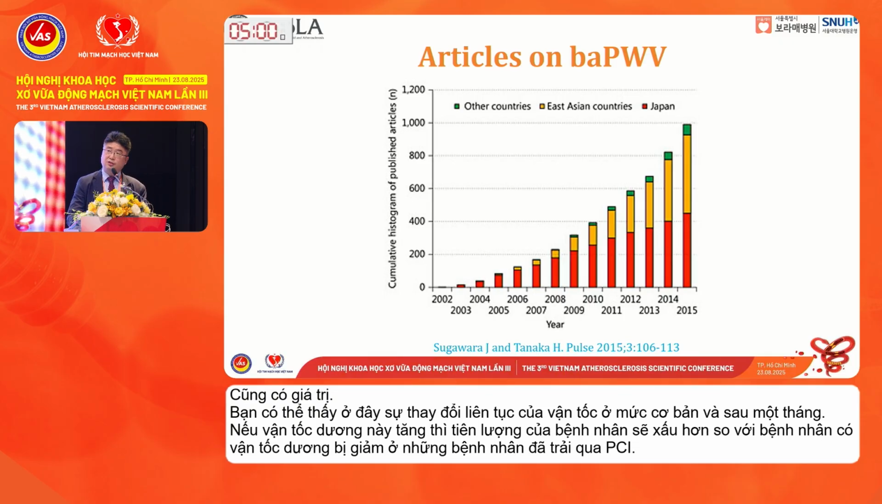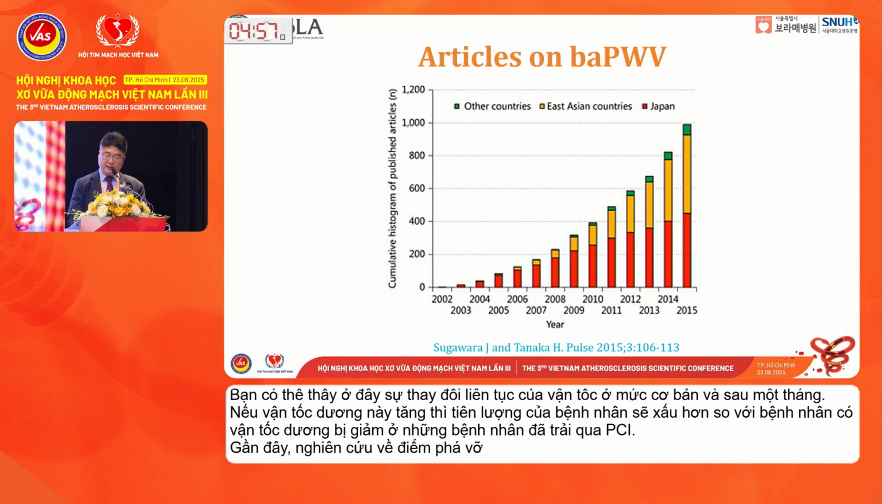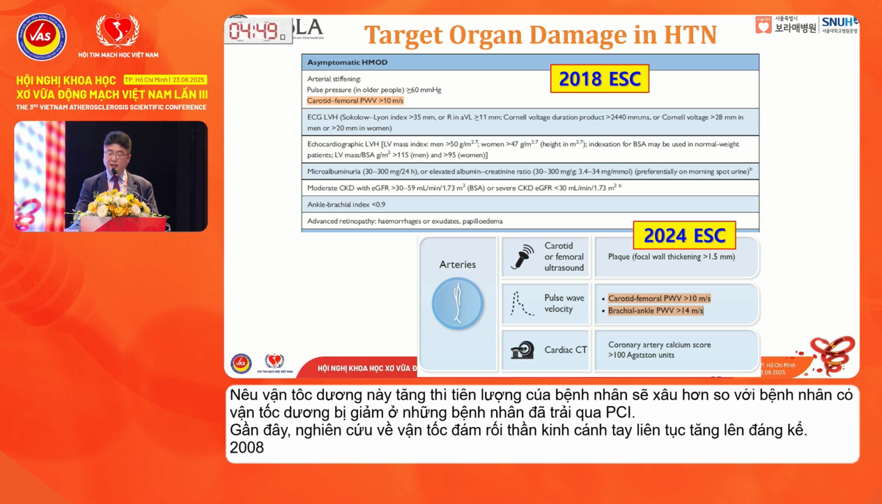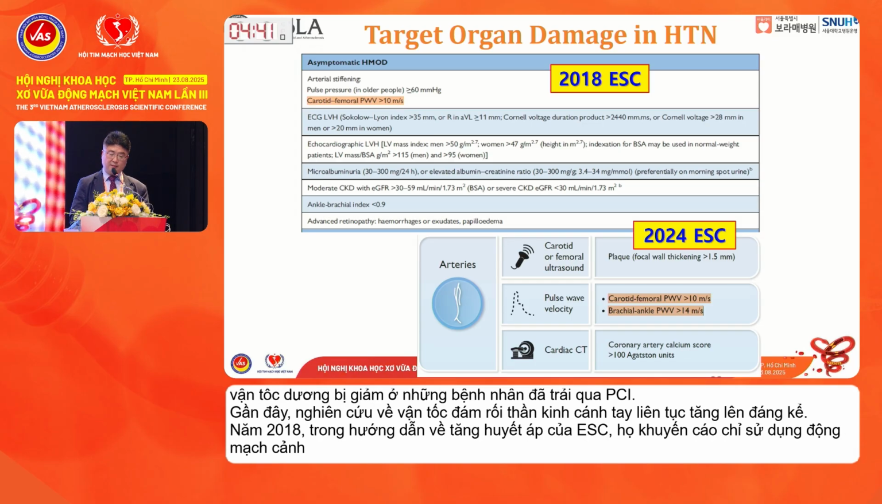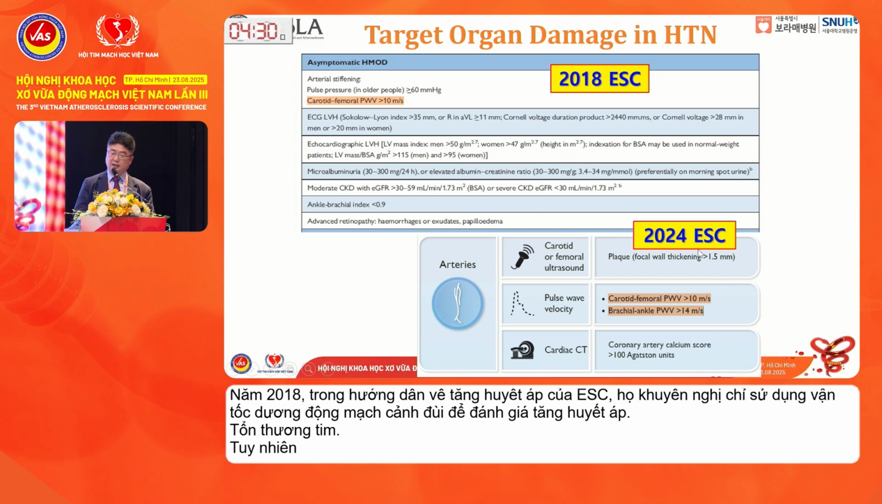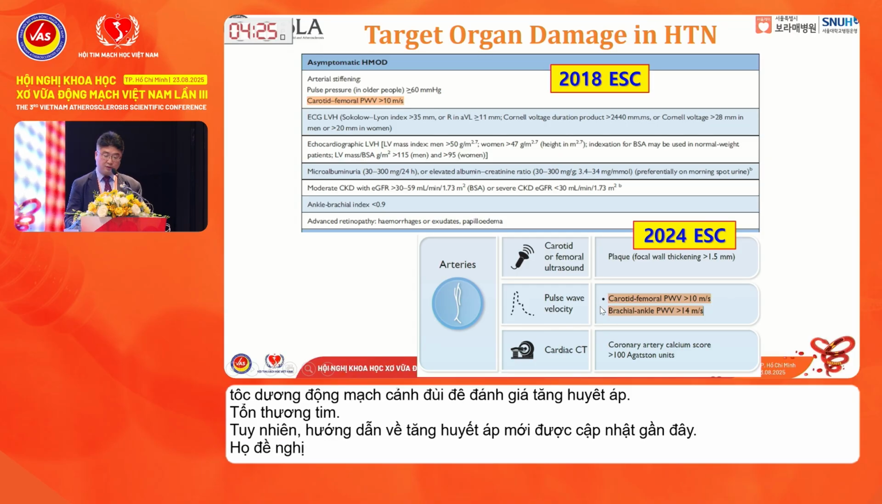Recently, the research on the brachial-ankle pulse wave velocity significantly and continuously increased. In the 2018 ESC hypertension guideline, they recommend the use of only carotid-femoral pulse wave velocity in the assessment of hypertension-mediated cardiac organ damage. However, in the recently updated hypertension guideline, they recommend the use of both carotid-femoral pulse wave velocity and brachial-ankle pulse wave velocity.